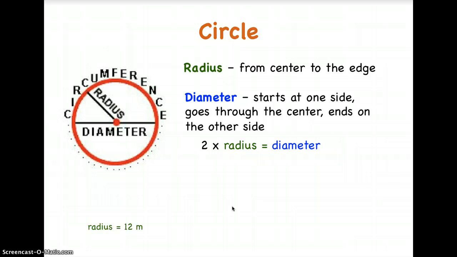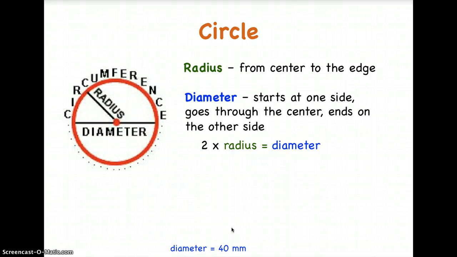If you're given 12 meters, its diameter is, that's correct, 24 meters. 12 times 2 is 24 meters. How about if the radius is 20 millimeters? What could be the diameter? That's correct. The diameter is 40 millimeters.